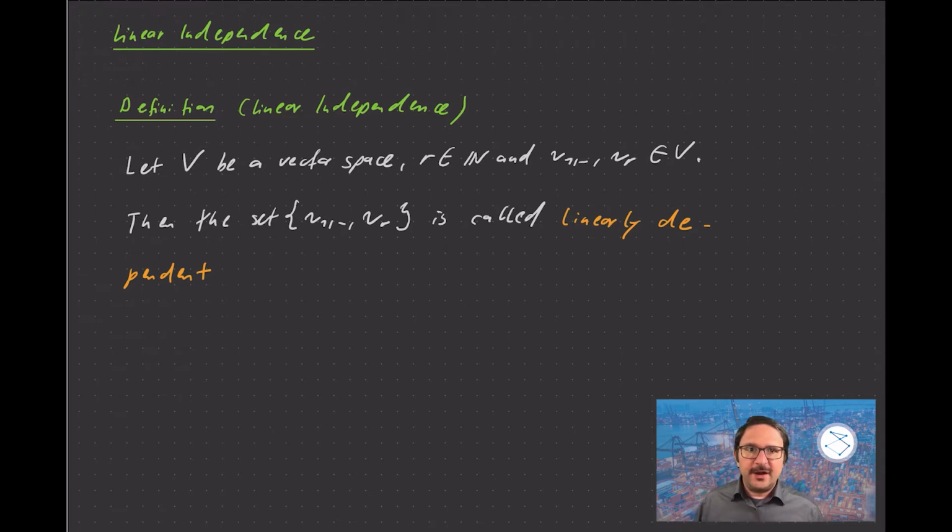That will be the next step. So this is called linearly dependent if there is a linear combination of these vectors that produces the zero vector, but with at least one coefficient not being zero.